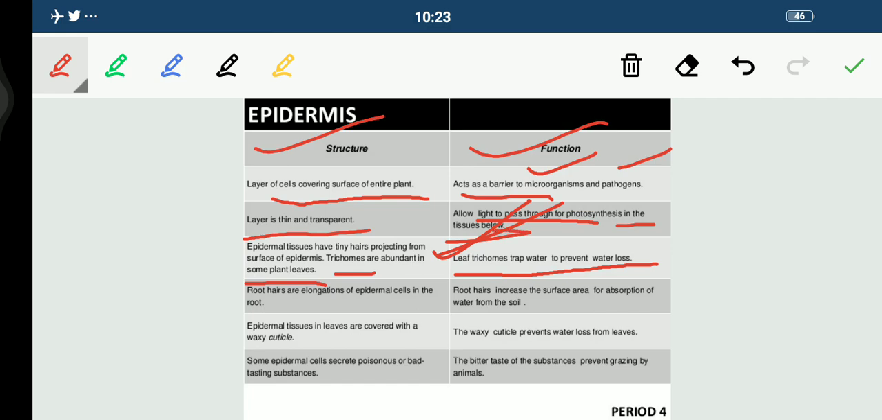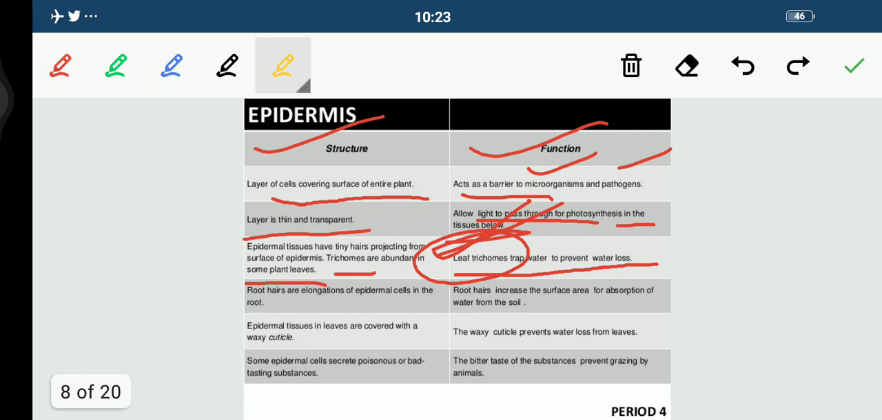So if you see, these are the trichomes, the tiny hair-like structures, projected from the surface of the epidermis. Suppose this is the epidermis, students. Listen, this is the epidermis, and there are a lot of trichomes, thread-like structures. So what do these trichomes do? They will trap the water. If they trap the water, water loss will be less. I hope I am clear, students. Very important point.